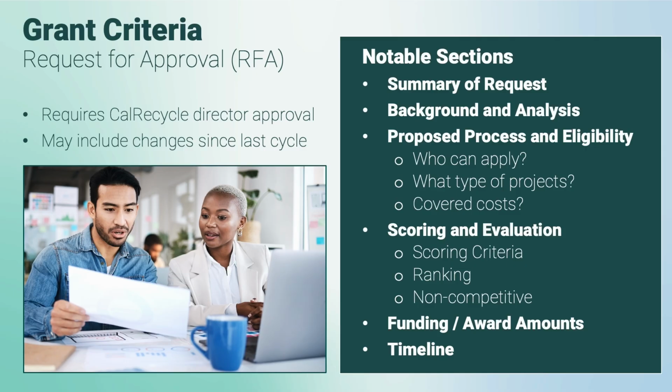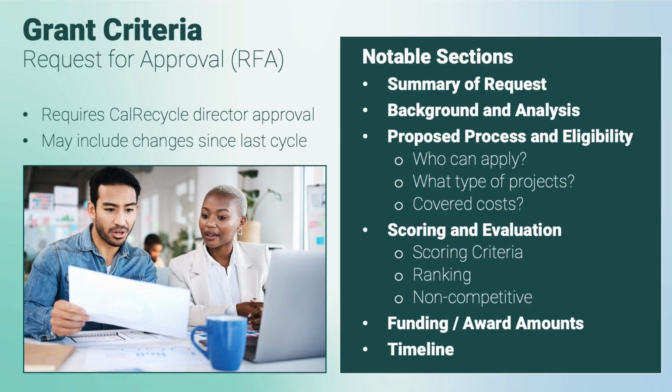A Criteria Request for Approval, RFA, is a document staff prepare for actions that require approval from the CalRecycle Director or the delegated authority for a new program or cycle. The criteria RFA may also include any relevant additions, adjustments, or amendments regarding a program from previous cycles.